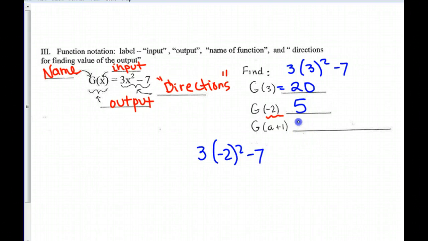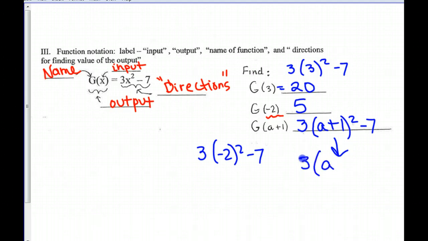This one, I could be nice and just let you write 3 times the quantity a plus 1 squared minus 7. Everybody okay with where I got that? Alright, what if I'm mean? Because I want to know that you know how to square a plus 1, and it is not a squared plus 1, right? Jacob, yes, we have to distribute the a plus 1 times the a plus 1. Does it matter if I want to do this 3 first or not? I can multiply in any order. I would go ahead and FOIL this out. What do we get? Somebody?